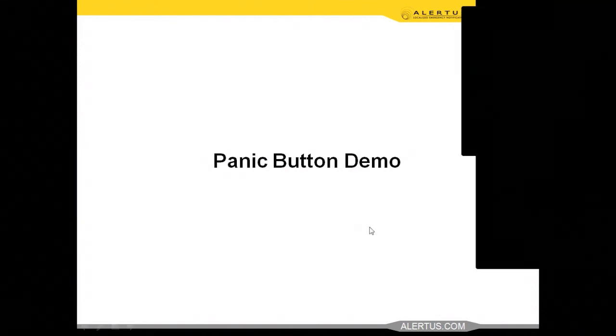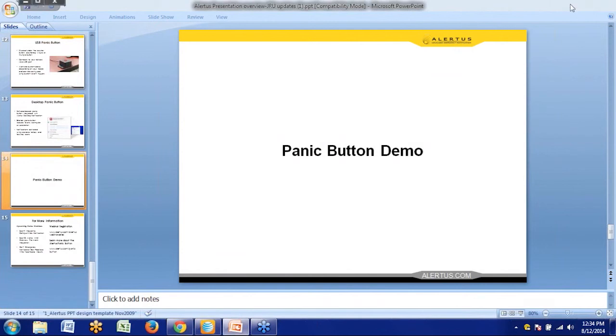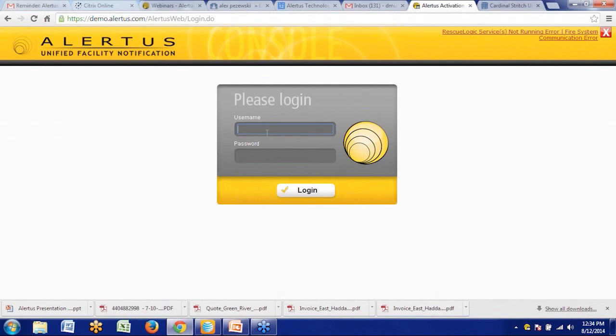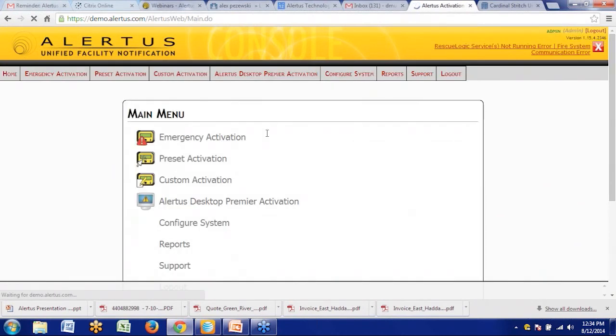So I'm going to go ahead so that you can see what's going on within our user interface in the activations, I'm going to log into the Alertus user interface. And this is the web interface. You can control any of your presets, customize activations, those kind of things directly from the web interface. I'll bring that up so that you can see the messages that are going active at the bottom of the screen as we do these activations.